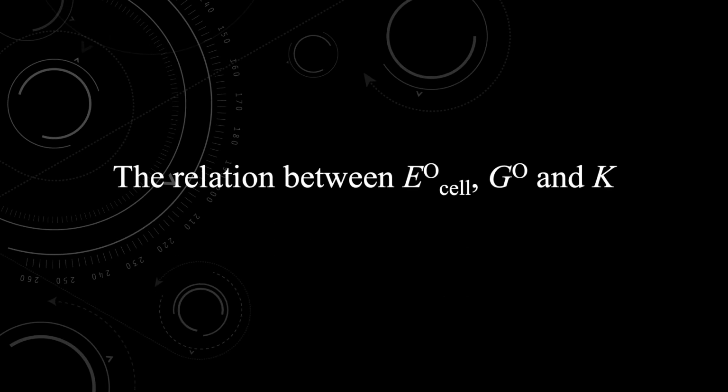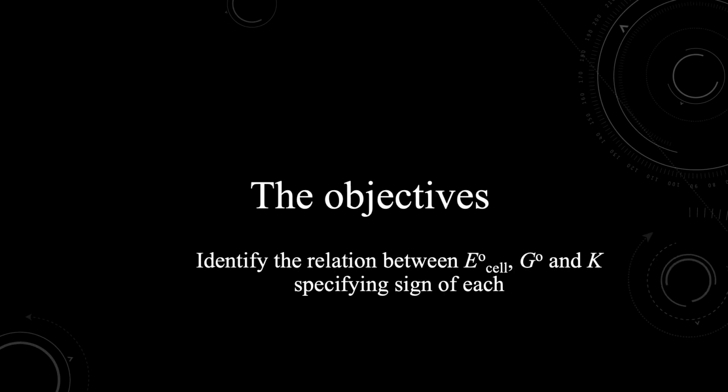Today we are going to study the relation between the cell potential E naught cell, the Gibbs free energy delta G naught, and the equilibrium constant K. Our objective for today is to identify the relation between the cell potential, the Gibbs free energy, and the equilibrium constant, and to specify the sign of each.